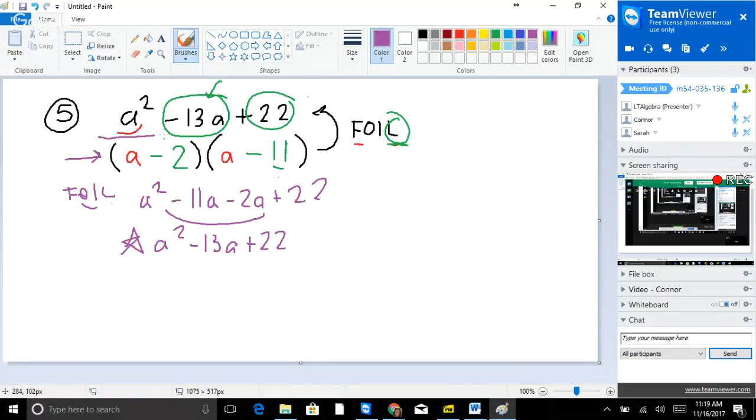So this is my factored form. And when I say factored, my quadratic form and my factored form are the same. They're the same equation, they're just written in different formats. Okay. So that is 4.3.